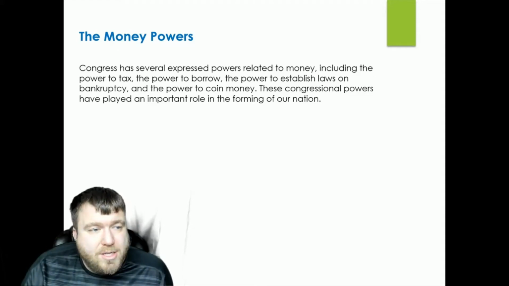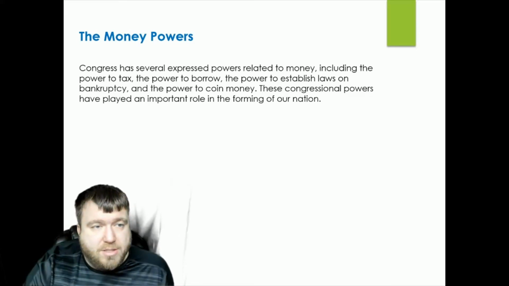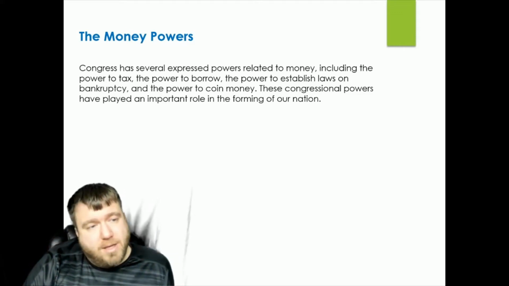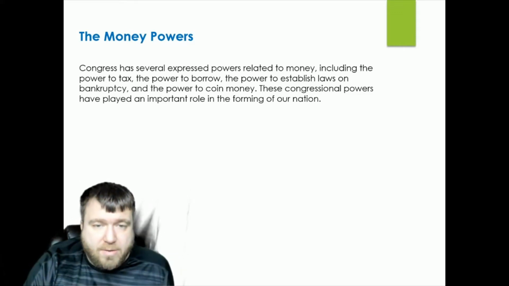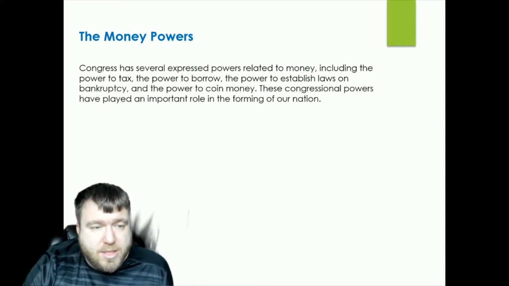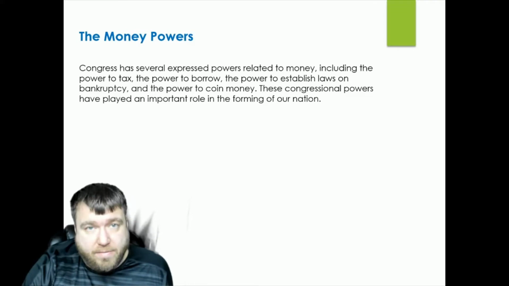Today we are going to continue talking about the express powers of the legislative branch of the government. And we're going to start off by talking about what's called the money powers. Congress has several express powers related to money, including the power to tax, the power to borrow, the power to establish laws on bankruptcy, and the power to coin money. Those congressional powers have played an important part in the framing of our nation.